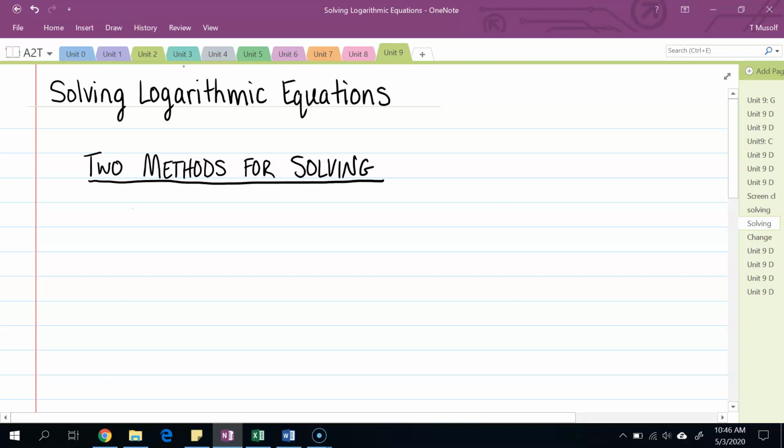Today we're going to be talking about solving logarithmic equations. And the methods that we're going to use are very similar to solving exponential equation methods. There are two methods. One's easier, but it doesn't always work, so that's why it's important that we know both methods. Alright, so the first method for solving a logarithmic equation is the exact same as the first method for solving an exponential equation, and that's to get logs with the same base.